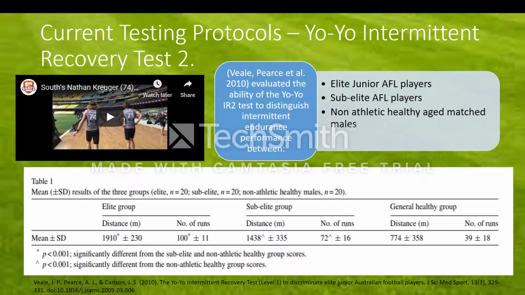We're going to now move on to the yo-yo test, and again we'll have a quick look at the yo-yo test in action for part of it.